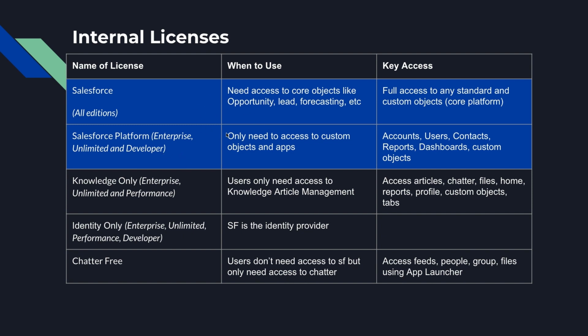So these are the two main ones, but there are also some other ones that can be useful. Knowledge Only. So let's say you are using Knowledge in your org, and you have a set of users who all they do is create and access knowledge. They only need access to Knowledge article management. You can assign them a Knowledge Only license. It gives them access to articles, Chatter, files, home, reports, custom objects and tabs, but doesn't give them access to any standard objects. So something to keep in mind.